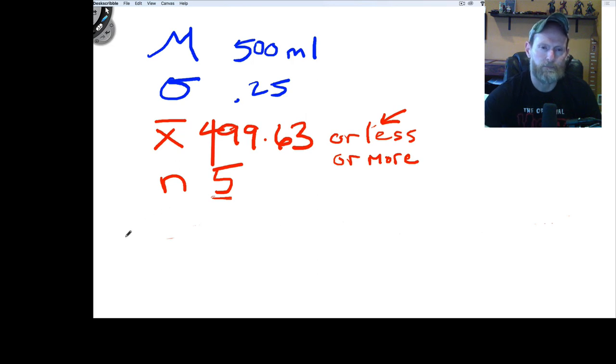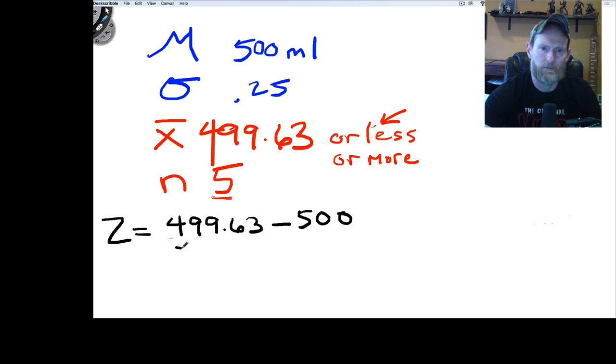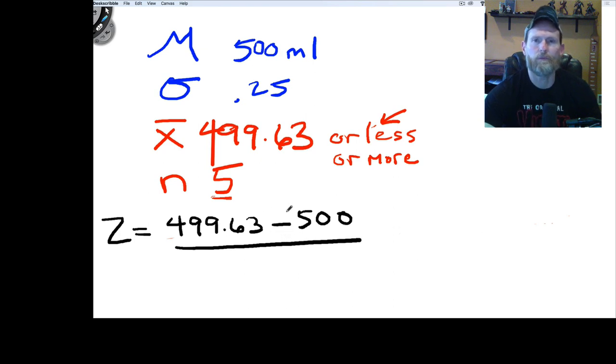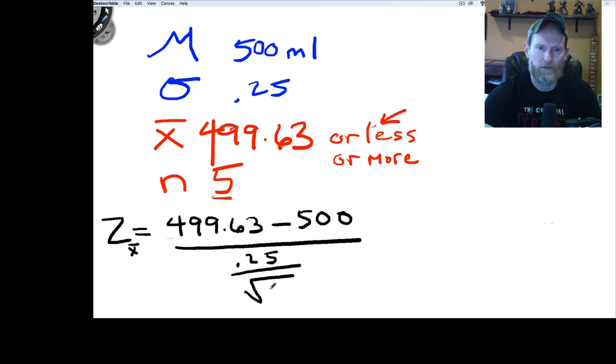So we are going to begin with the z-score. And so we're going to take, instead of single x this time, x bar, 499.63 minus our mean. Now this time, remember here for our formula for the z-score of x bar, we're going to take the standard deviation of our population, which is 0.25, and we're going to divide it, here's where the difference is, by the square root of 5.